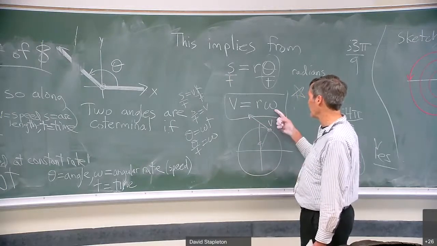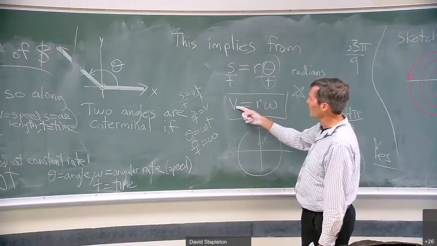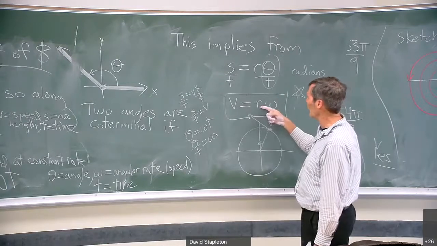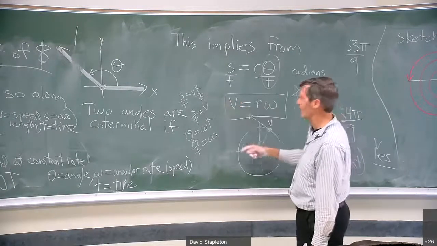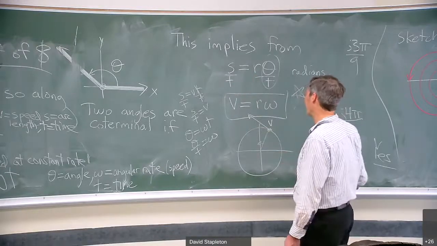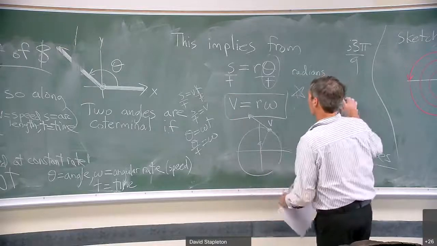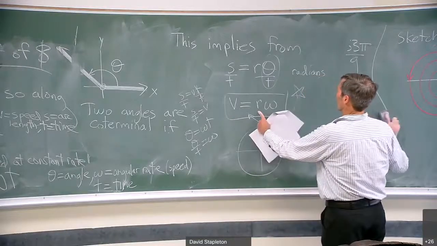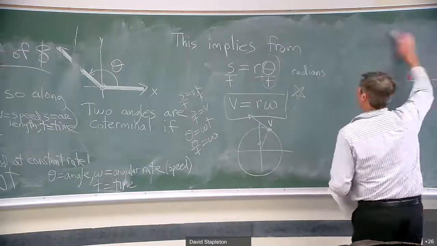What this says is if this is turning at a certain number of radians per second, the speed that the fly goes off is r times that. So if you make the radius twice as much, the fly goes off twice as fast. 10 times the radius, the fly goes off 10 times as fast. That's what it says. The speed of the edge is r times the angular speed.